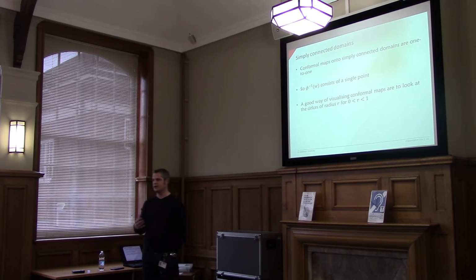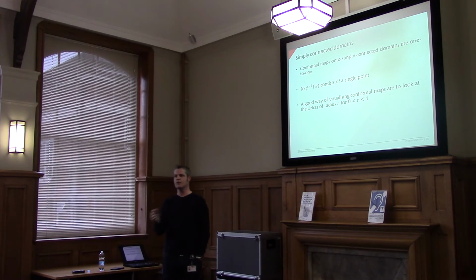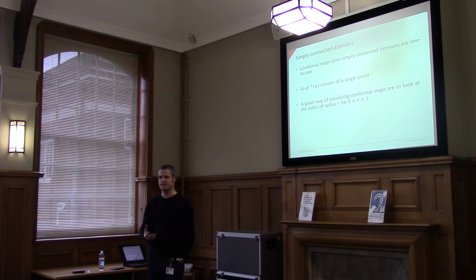Their functions phi are 1 to 1. Okay, so phi to the minus 1, the inverse, the pre-images of those w's, there's only one of them. Okay, there's only one pre-image for every w. So actually, just knowing where that is enough. Okay.